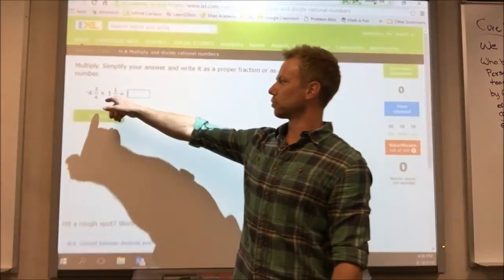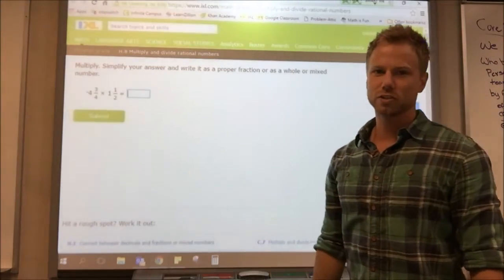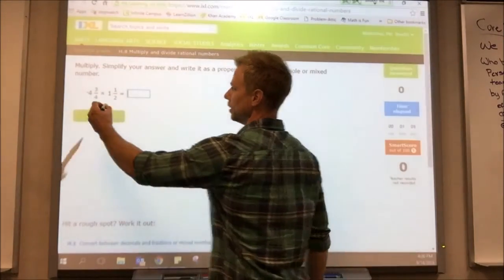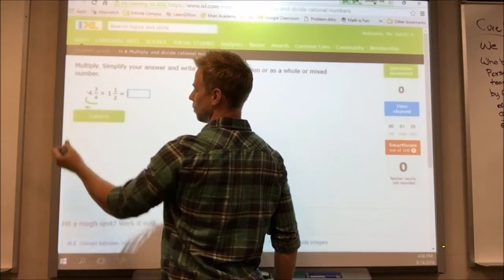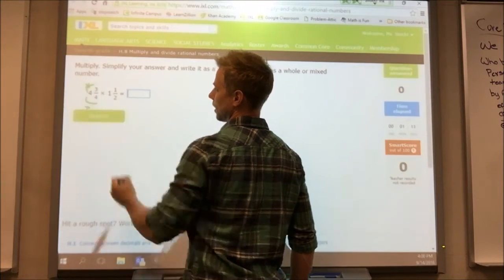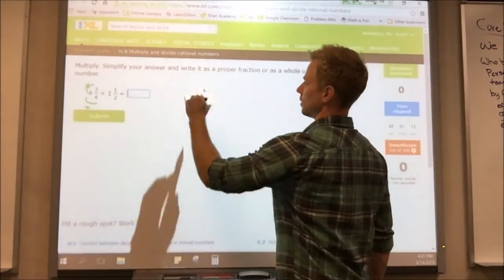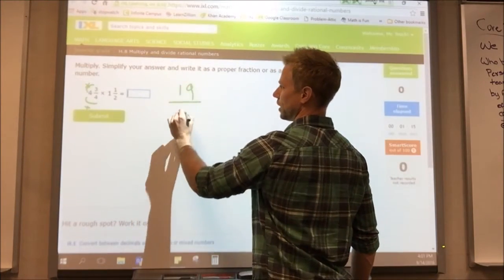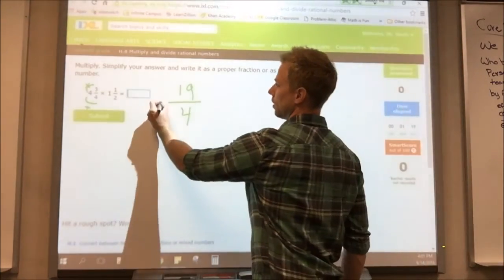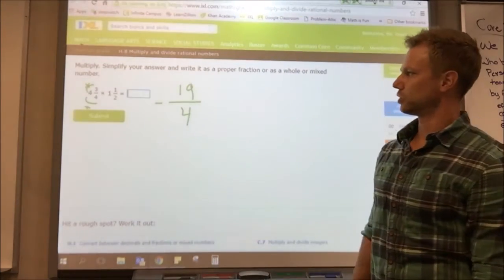And we're going to rock around the clock and first change those into improper fractions, and then we will multiply. So remember, we have to multiply first. 4 times 4 is 16. And then we add 3, which is 19. So we get 19, and the denominator stays the same over 4. Don't forget the sign, which is negative.